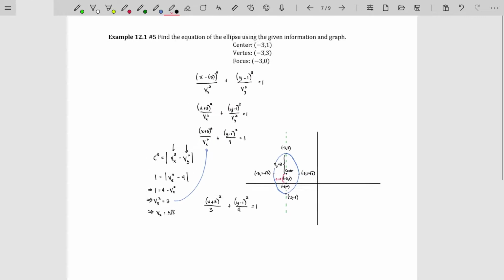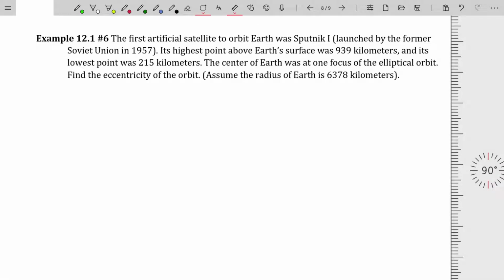There you go. Completely done. Now, honestly, the best thing about ellipses and hyperbolas and sometimes parabolas is that they can be used in really cool applications. And here's a very cool application. The first artificial satellite to orbit Earth was Sputnik 1, launched by the former Soviet Union in 1957. Not too long ago. I mean, some time ago, but not a long time ago. Its highest point above Earth's surface was 939 kilometers, and its lowest point was 215 kilometers.